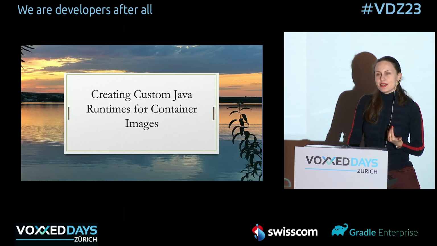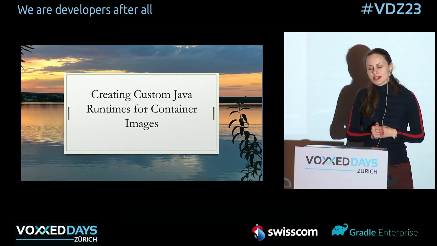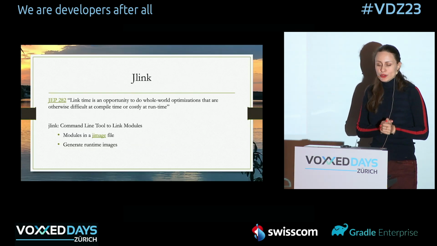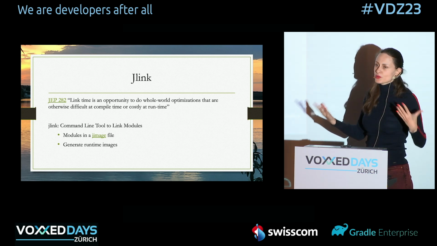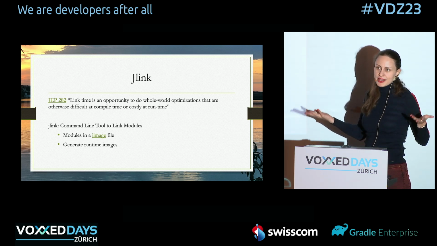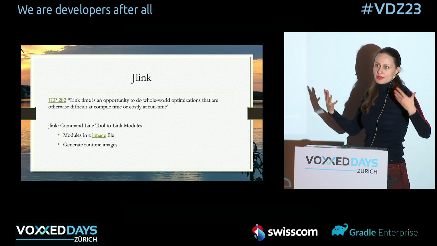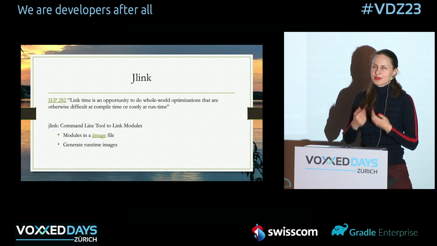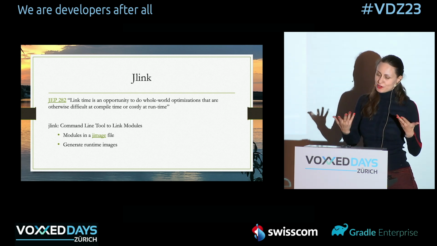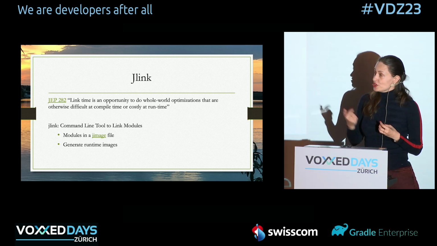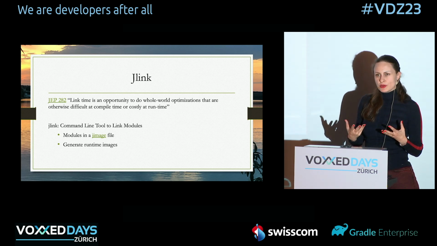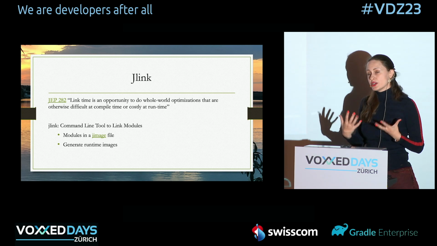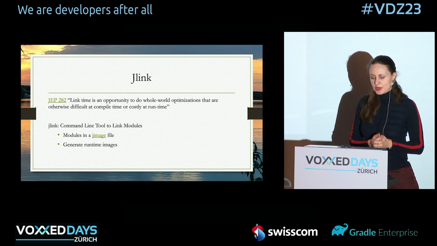Well, there is a way to create your custom Java runtime for container images using jlink, which is a tool to assemble the modules, because as we all know, starting with Java 9, the modules are available in the JDK, and we can build modularized Java apps. We can have only what we need in our Java apps. So jlink gives us the opportunity to build our own custom JREs and to have only the modules that our application needs to start.